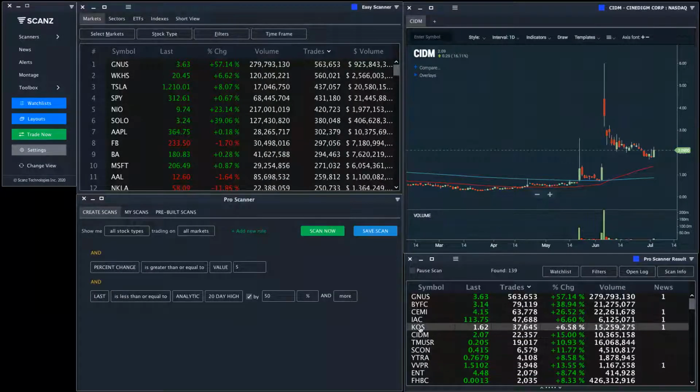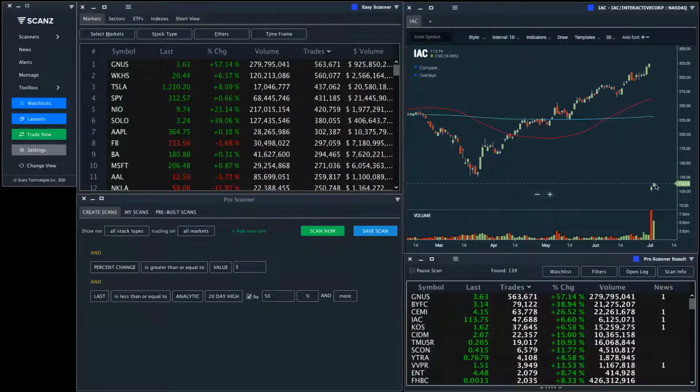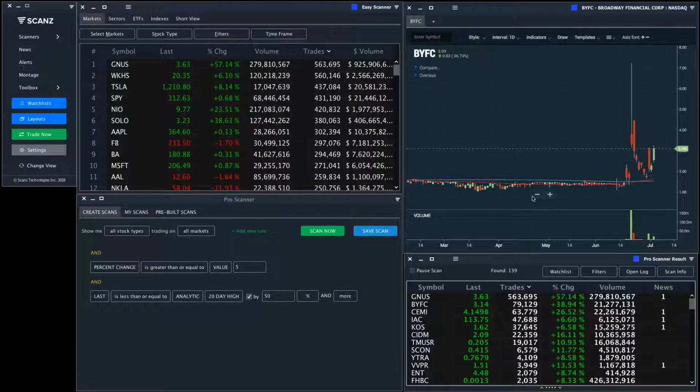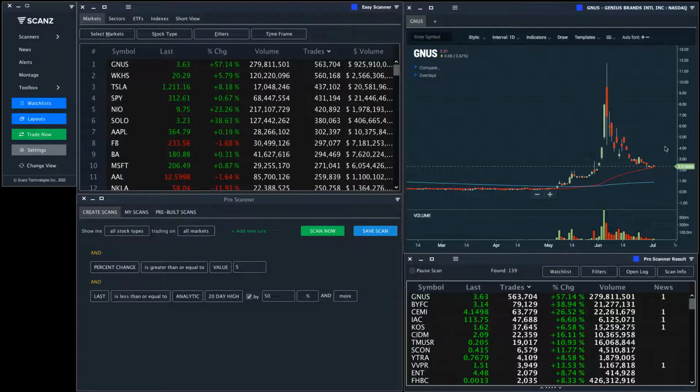Let's go back to the false positive result that we weren't very interested in. If you recall, IAC is up 5% on the day, but the stock had recently gapped down from $325 to about $100. While you may be interested in trading the setup, it's not really the same as a stock like GNUS that creeped down slowly before going back up. We can also see that it's different from BYFC and CEMI. So what makes this GNUS chart a little bit different?